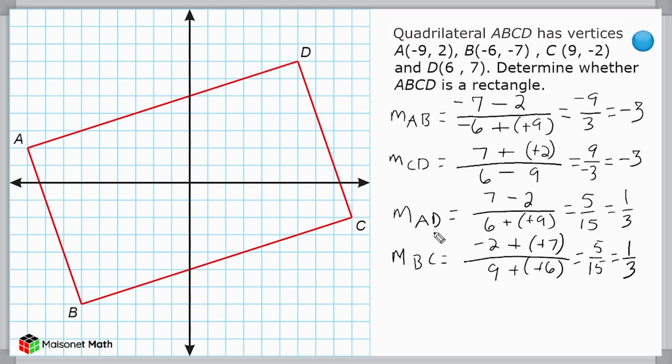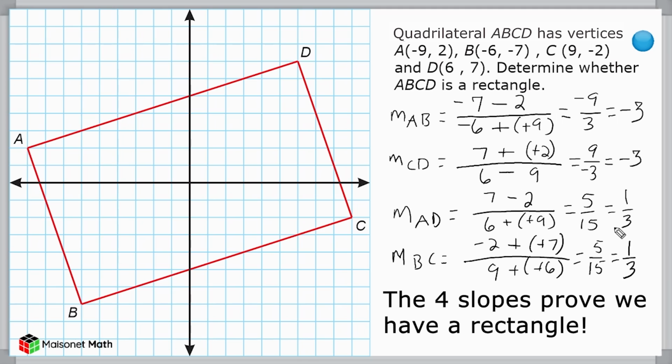As you can see, line segments AD and BC are parallel to each other because they have the same slope as our line segments AB and CD. They are parallel to each other because they have the same slope. We have also proven that these two line segments are perpendicular to these two line segments because their slopes are opposite reciprocals of each other.